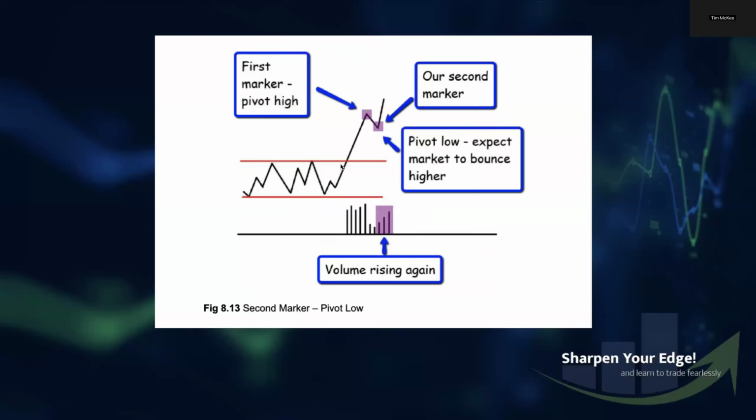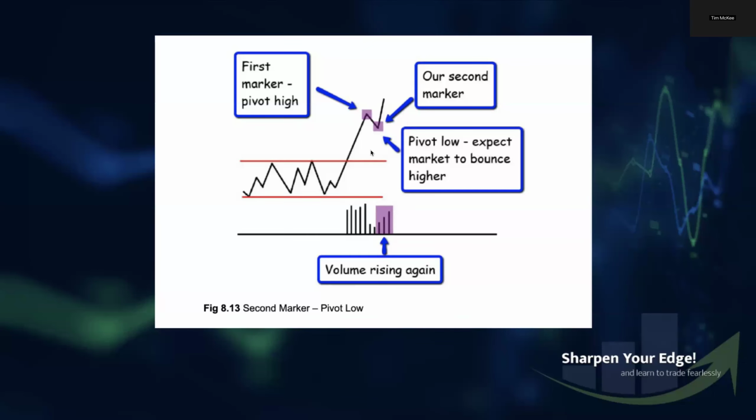So we break out from congestion, we hit a 3-candle pivot point, we reverse slightly to another pivot point, which is the pivot low, and then we can expect the market to bounce higher, as seen here. Now, we're starting to build a picture of the price action.